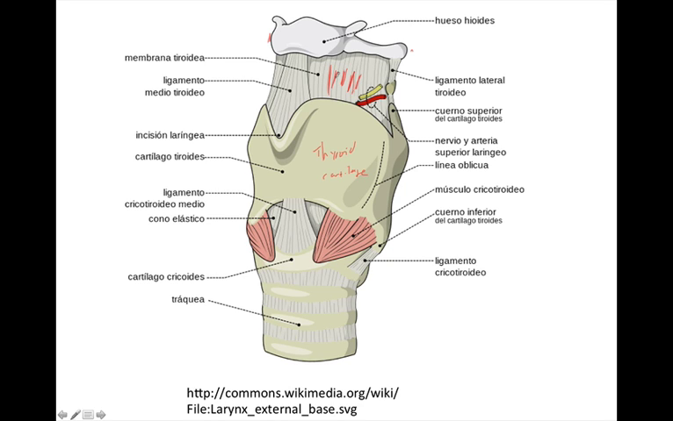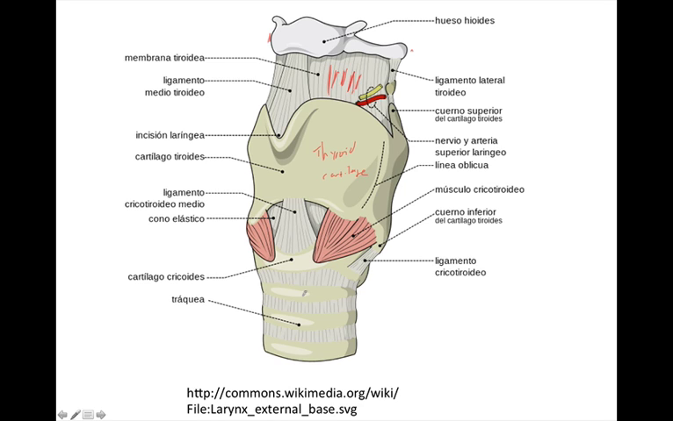Most of it's hyaline cartilage, with the exception of the epiglottis. It's very soft, kind of more elastic cartilage. But that's all it is. It's just about 9 different pieces of cartilage that are all connected together by ligaments and muscles. All right. And so that's something to think about.